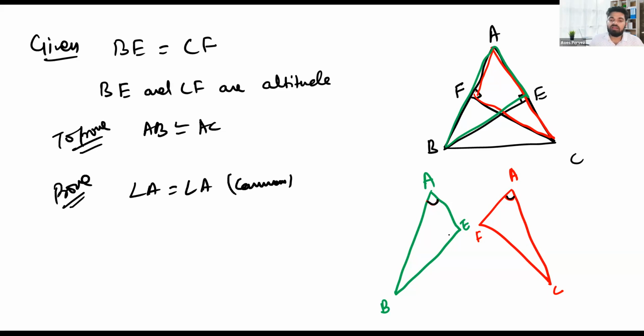Okay, it is given. Now you will notice here that this is 90 degrees in the green one, angle AEB. So angle AEB is equal to angle what? Angle AFC, in the red one. This one is 90 degrees. So here angle AFC is equal to 90 degrees. It is being given to you.